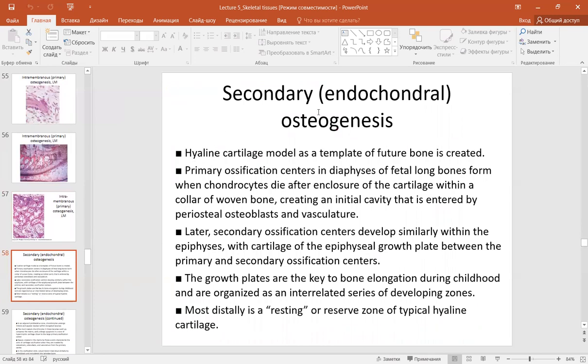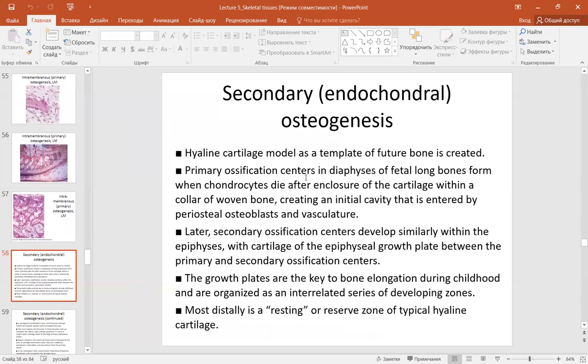Hyaline secondary endochondral osteogenesis. First of all, the hyaline cartilage model as a template of future bone is created. Primary ossification centers in the diaphysis of fetal long bones form when chondrocytes die after enclosure of the cartilage within the collar of woven bone, creating an initial cavity that is entered by the periosteal osteoblasts and vasculature.